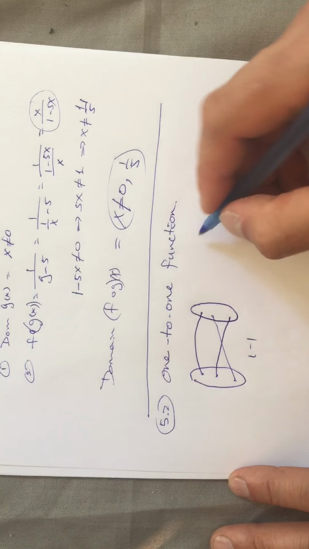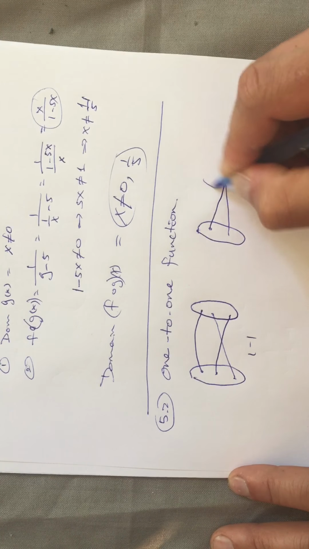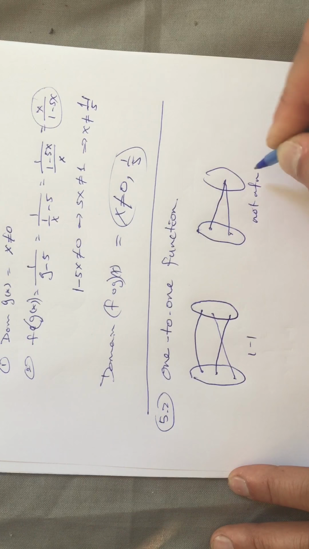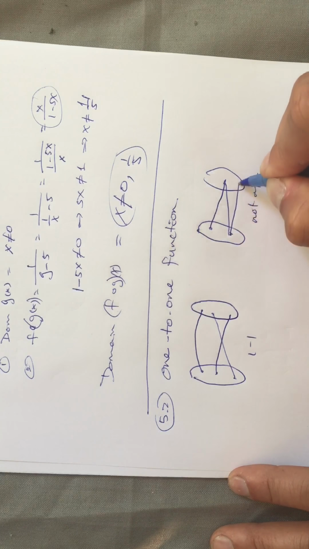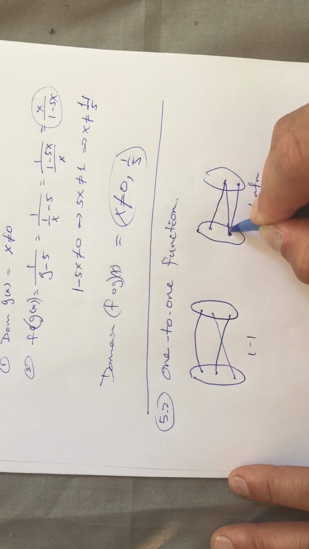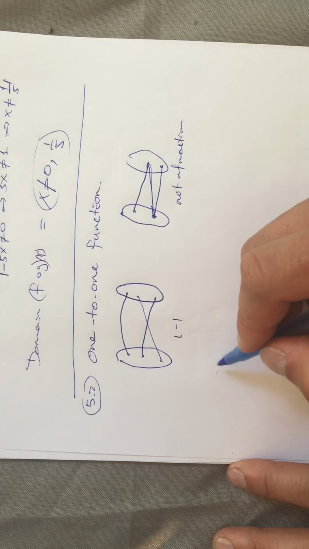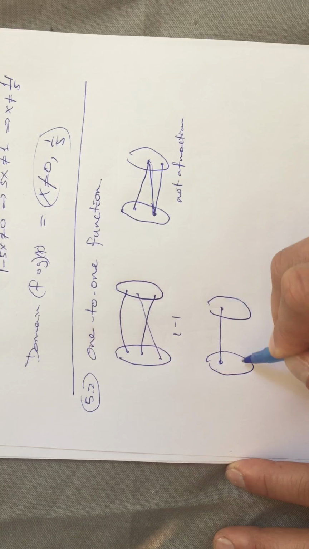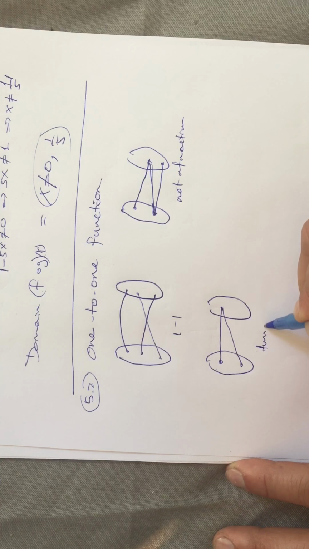What we don't want is something like this. If a function behaves like this, it's not a function. If you have one thing going into two things, it's not a function. And also, if something is not one-to-one, what that means is I can have something go here and some other thing go there too. So this is a function, but not one-to-one.